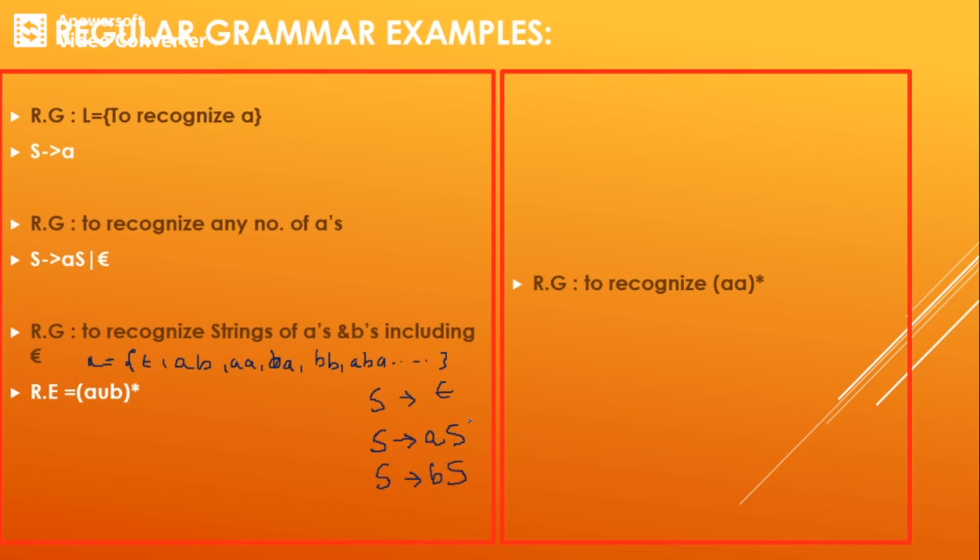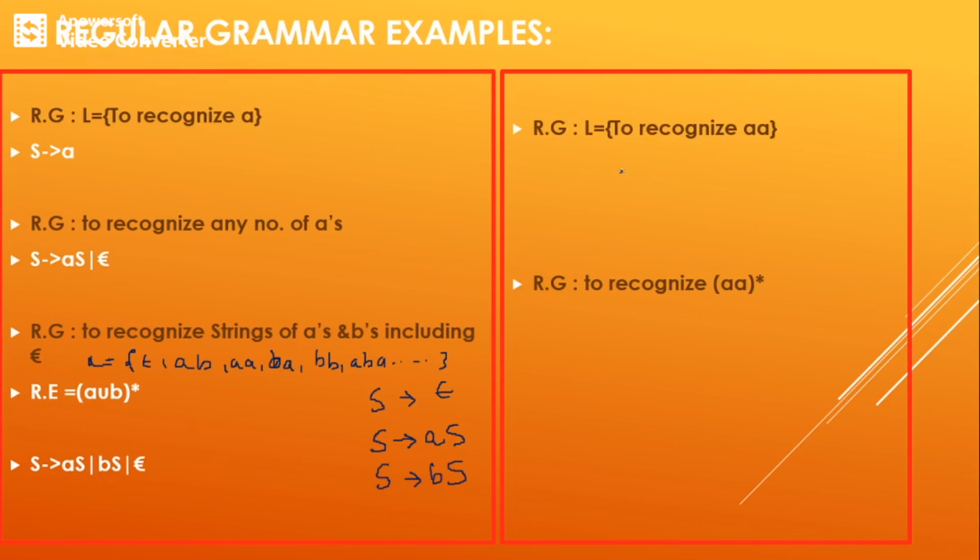So this is the grammar to recognize strings of A's and B's including epsilon. I can write it like this: S can give you AS, BS and epsilon.